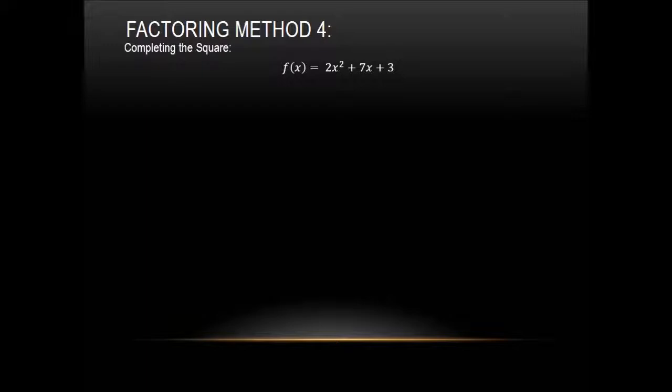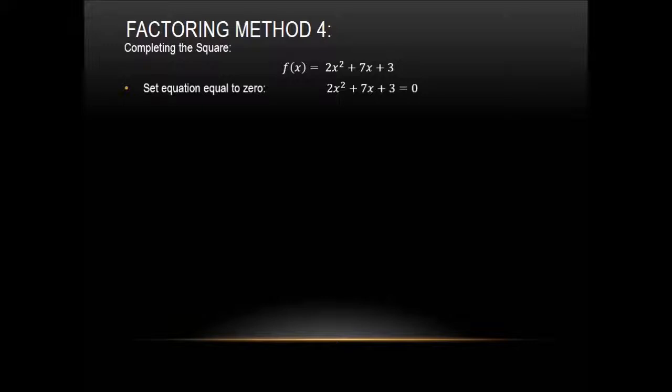Notice though, you could do this with the AC method. That's perfectly fine, and if you can, you're doing great so far. This is just for the sake of knowing how to do completing the square, okay? So step 1, set this equal to 0, okay?